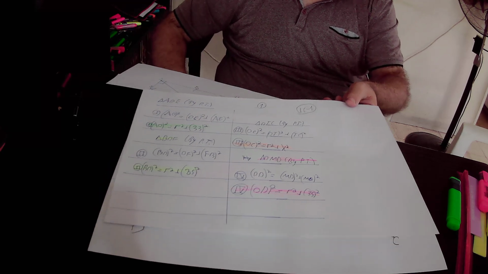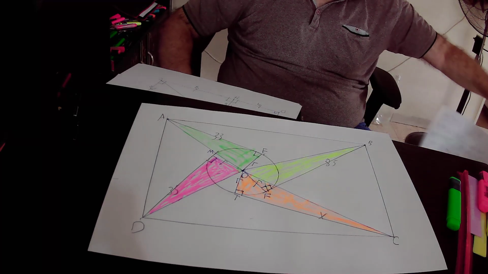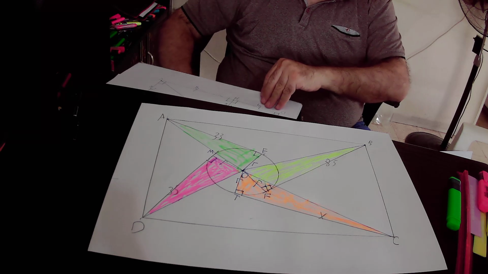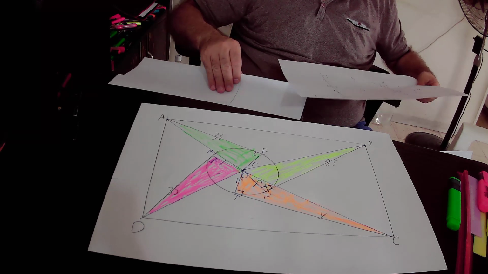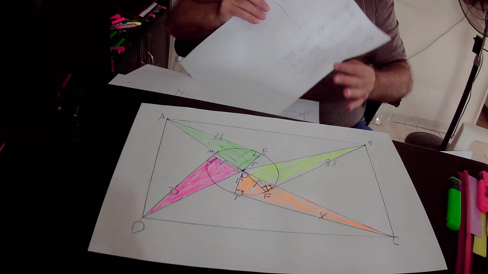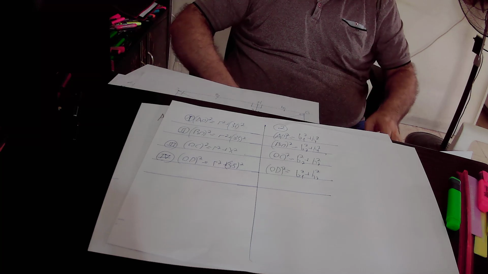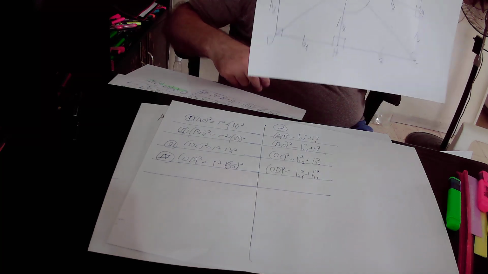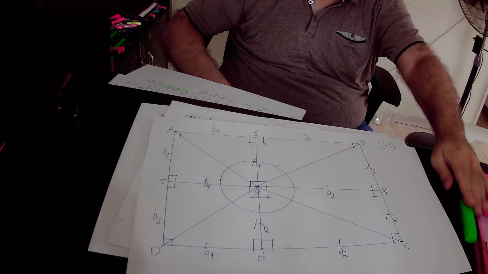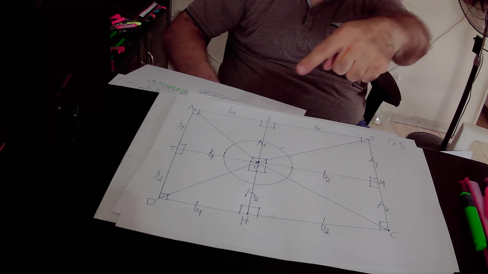Then I copied the 4 equations to a new page, and those are the 4 equations that I copied. And then I copied rectangle ABCD in this new page, and we have the circle inside the rectangle.